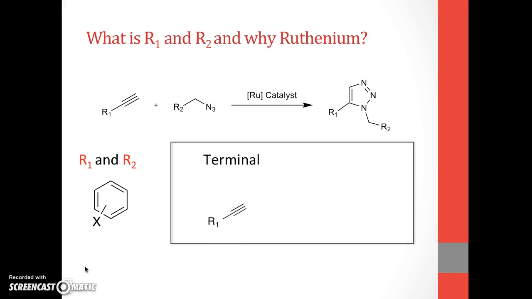Why are we using ruthenium? Below we've shown a terminal alkyne, and there's an internal alkyne. The difference is that the internal alkyne is sandwiched in between two carbonaceous chains. The ruthenium catalyst is capable of interacting with not only the terminal but also the internal alkyne.